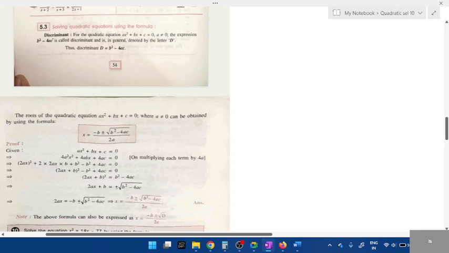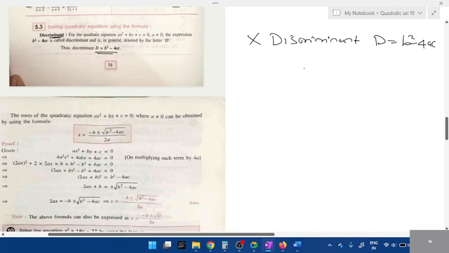Before starting formula, discriminant. Discriminant is nothing but a value. Discriminant D is equal to b square minus 4ac. For this exercise, this is actually not important. It is important for the next exercise if you study root values. For now, just remember discriminant D. Okay, D is equal to b square minus 4ac.